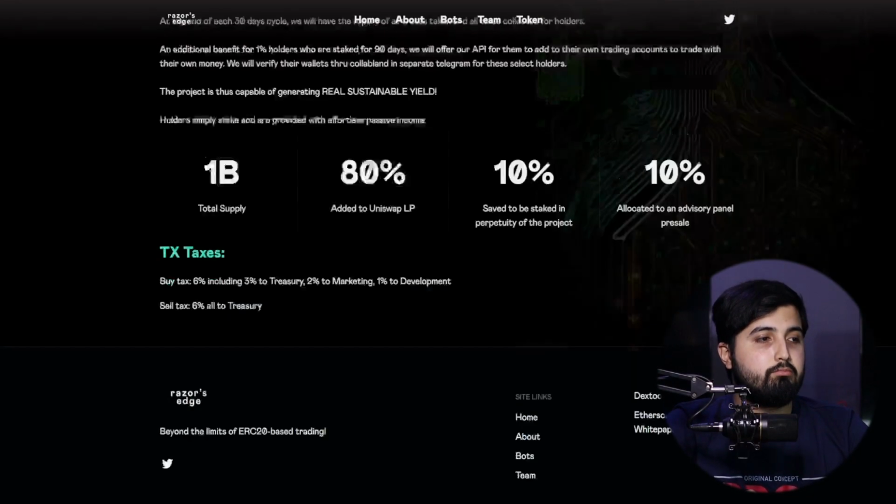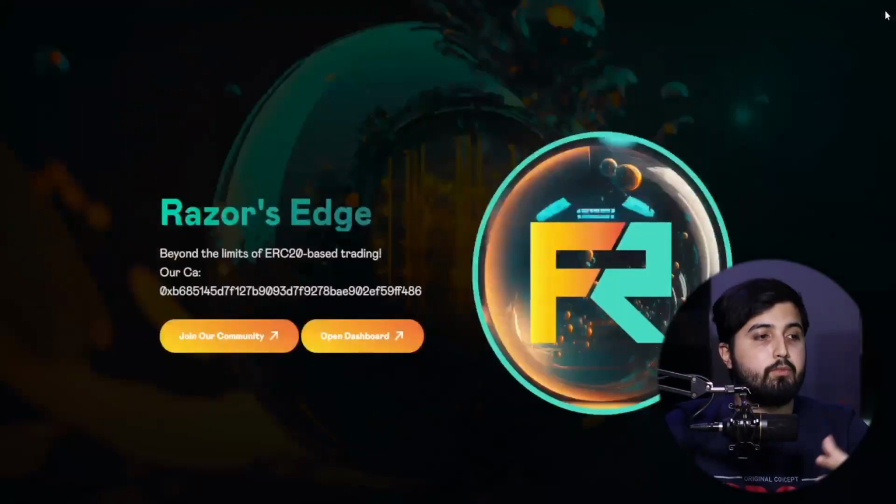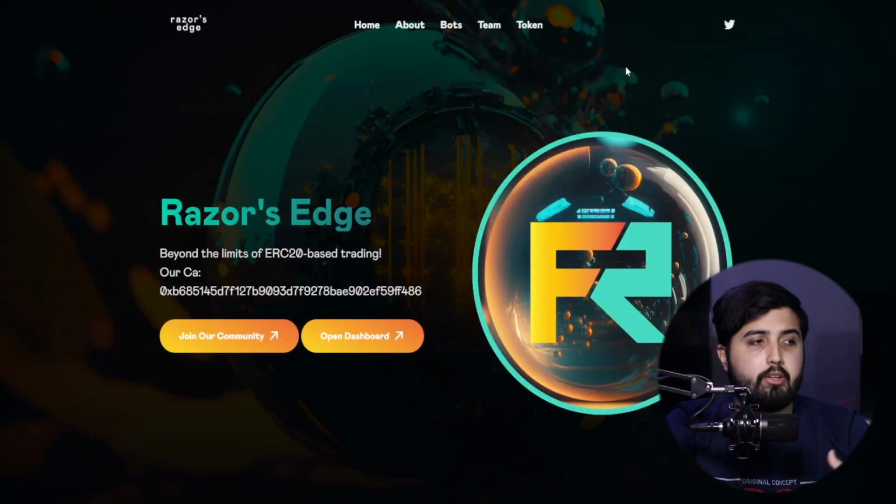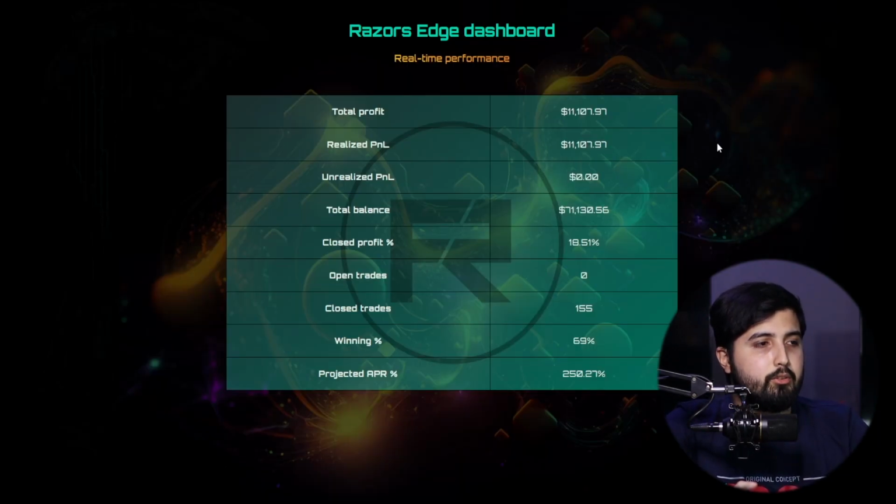So in summary, Razor Edge provides a sustainable yield for its holders, which offers effortless passive income to those who stake their token. Now you can take a look at the real-time performance through this dashboard.